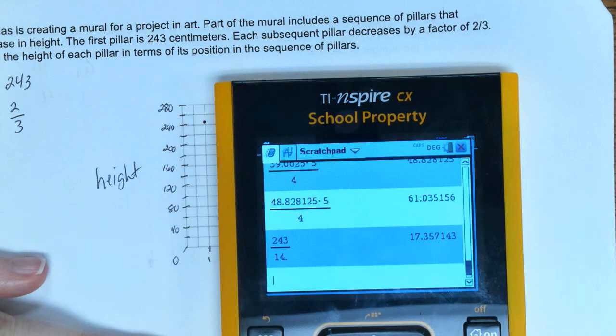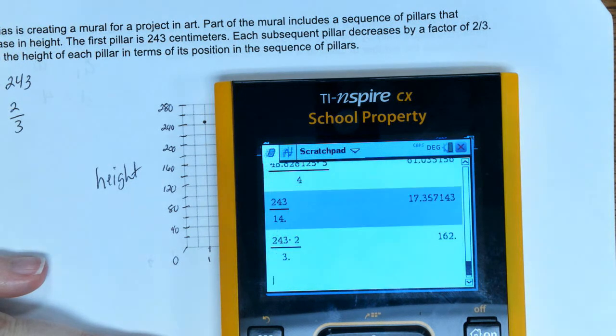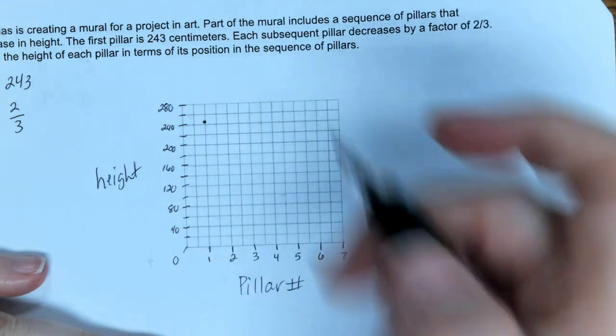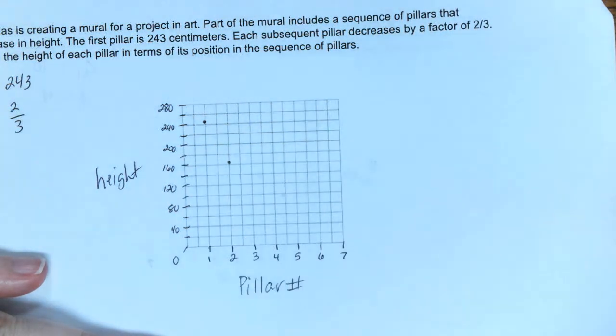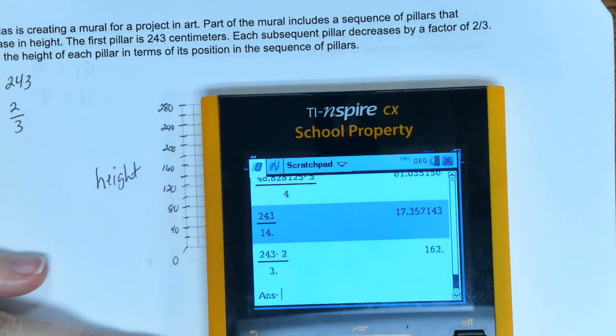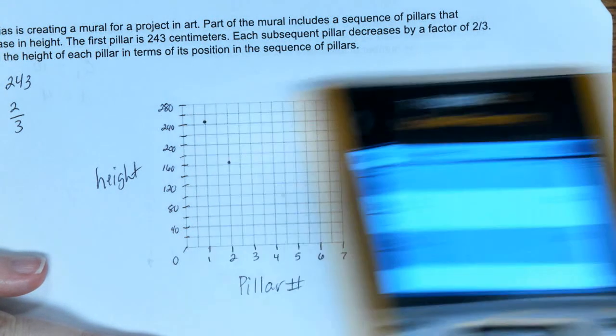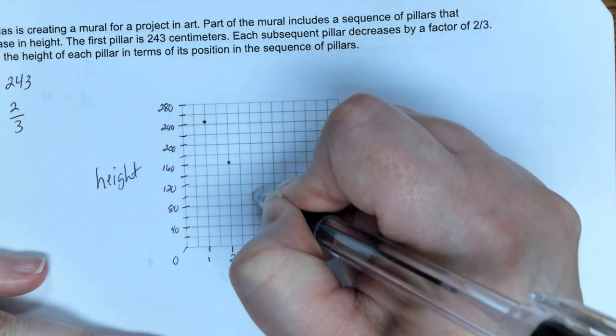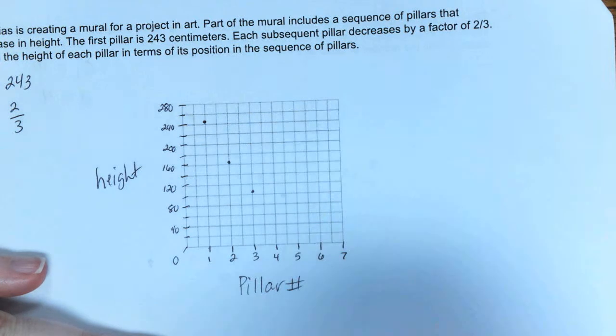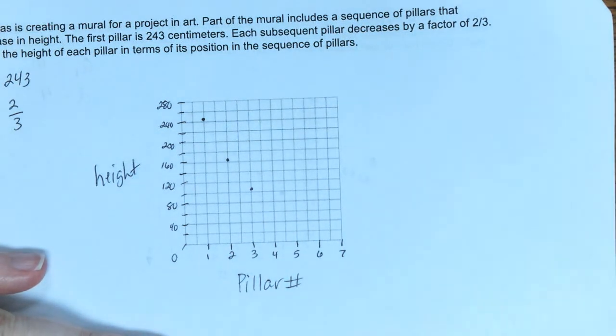And then we know it's 2/3. So 243 times 2/3 is 162. So the next one, number 2, is going to be at 162, which is just barely over the 160. And then we do it times 2/3. We get 108. So at 3, it's going to be 108. So here's 100. That's 120. So 110 will be in the middle. So just so under the middle.